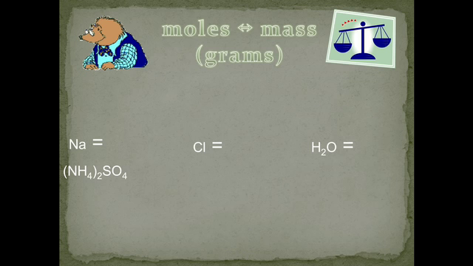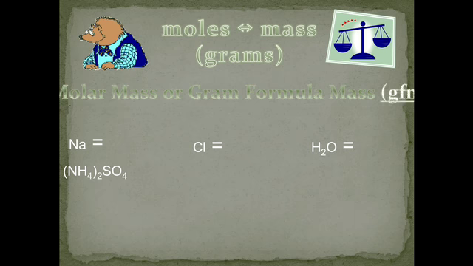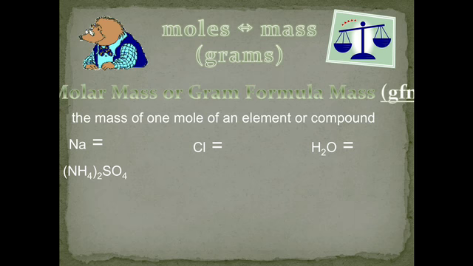So now we're going to talk about going from moles to the mass, which is going to be measured in grams, and we have to use the molar mass to find that. It's also called the gram formula mass. And all that means is it's the mass of 1 mole of an element or a compound. And we can just find this on the periodic table.